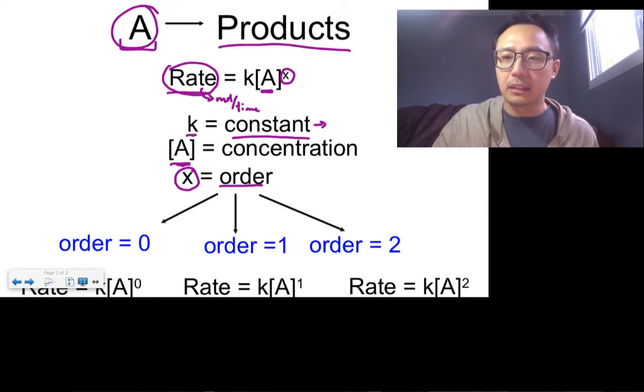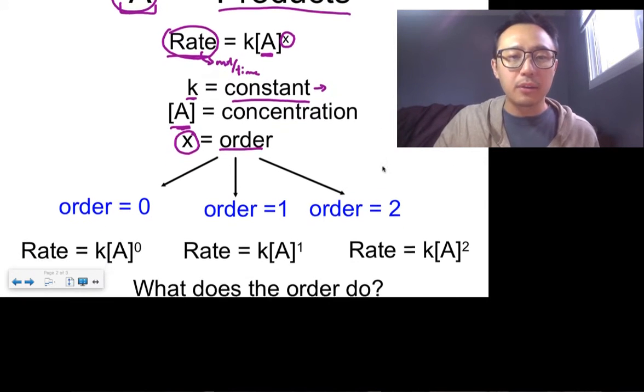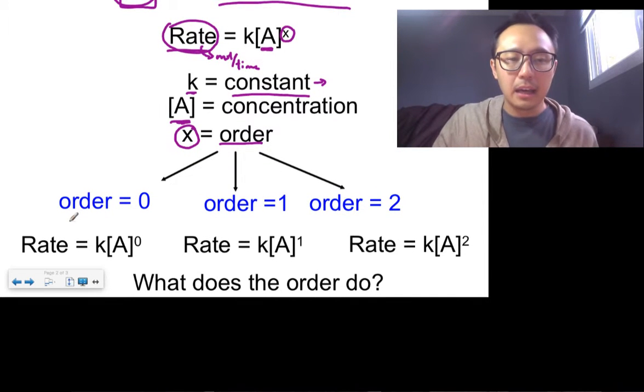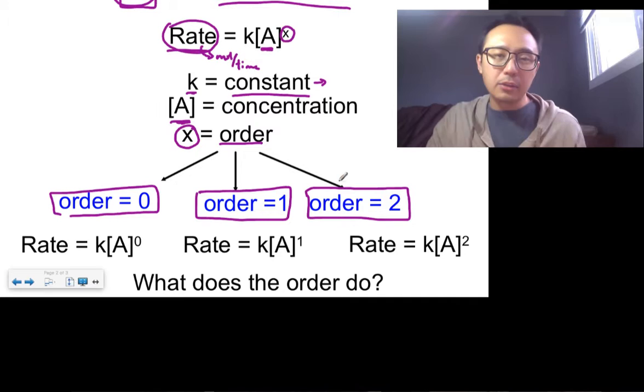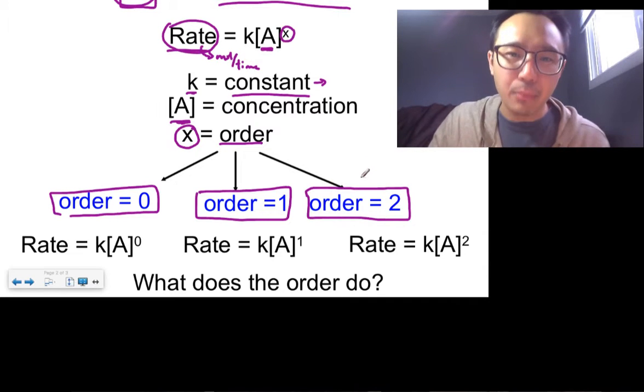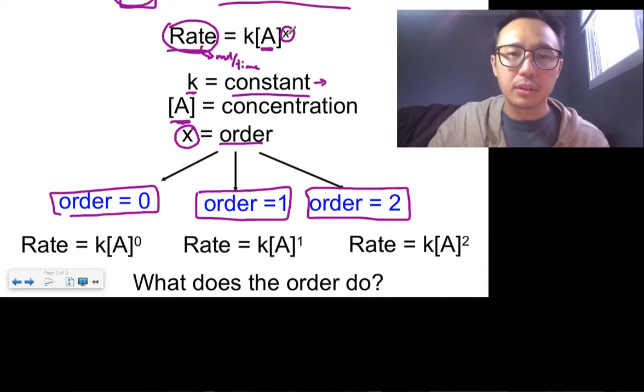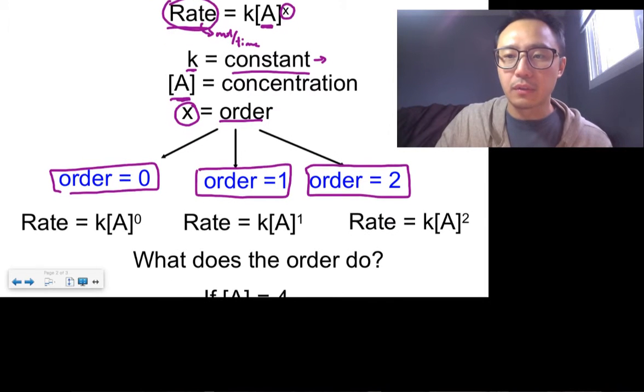And you're going to see that for our orders, we have three different examples. One is order equal to 0, one is order equal to 1, and the last one is order equal to 2. And these are basically, when we say order, just the exponent that the concentration is raised to. So let's look at each of them.